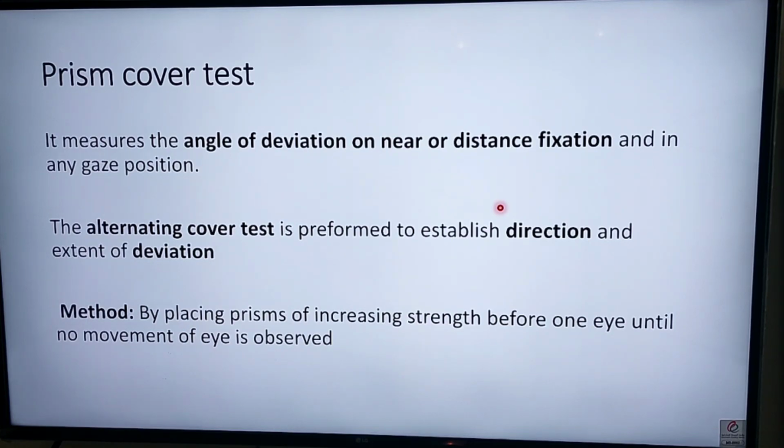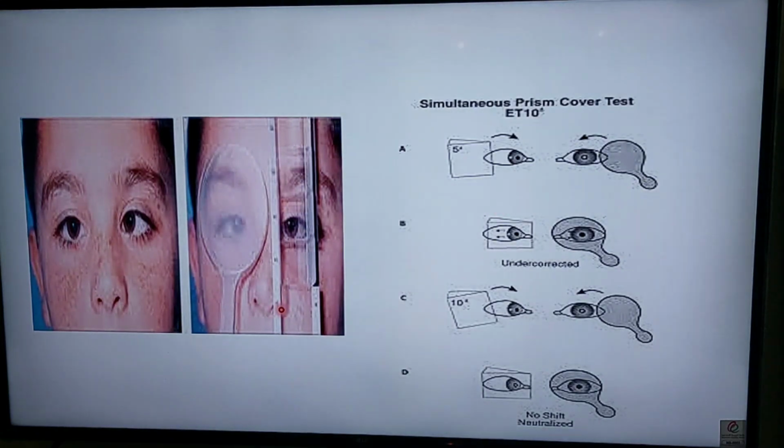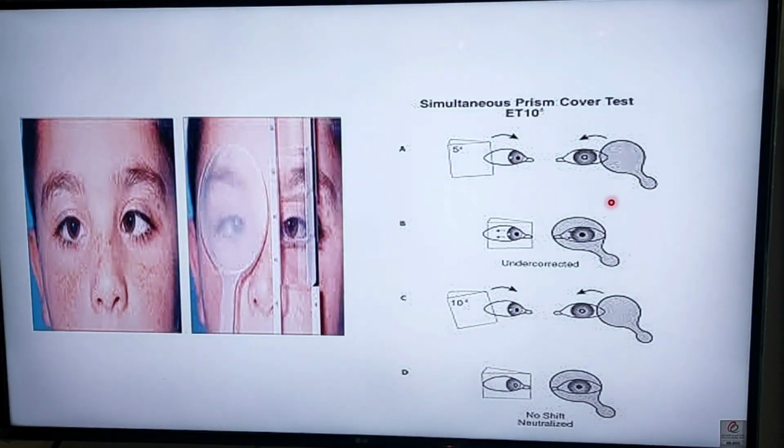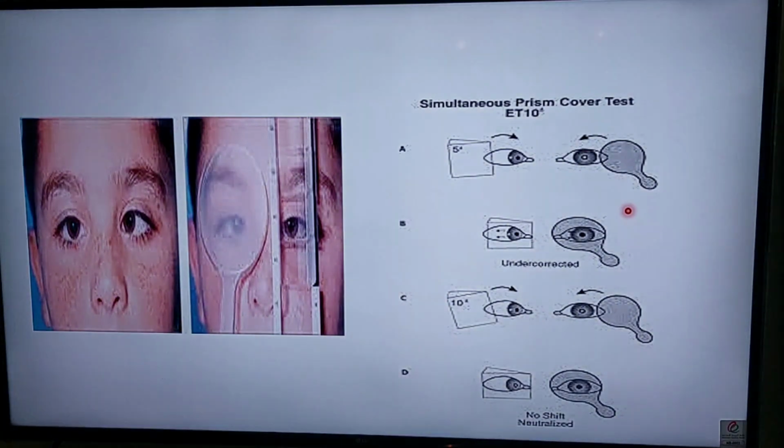So first, the prism cover test. How will you do it? You give the patient a target. This can be for near or for far, done in all directions of gaze. First, you perform the alternate cover test. You would measure the amount and the direction of the deviation, and basically you're producing a dissociation between the two eyes.